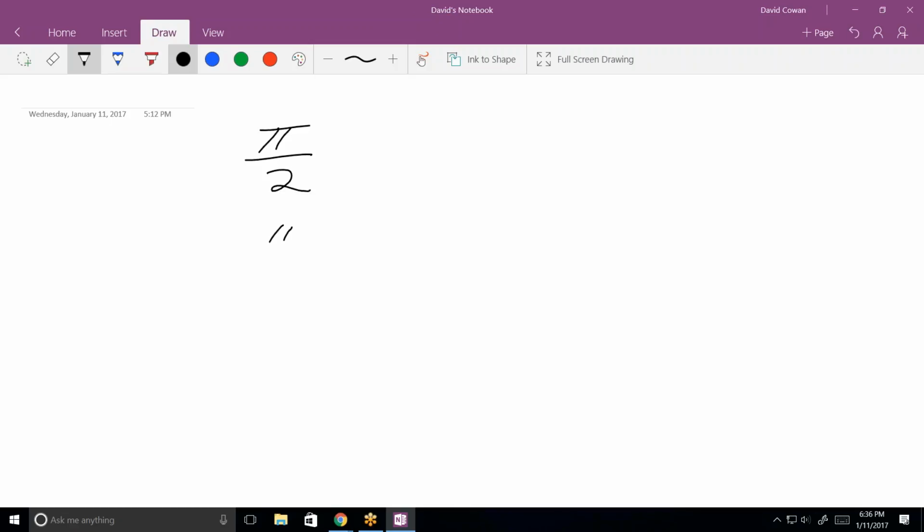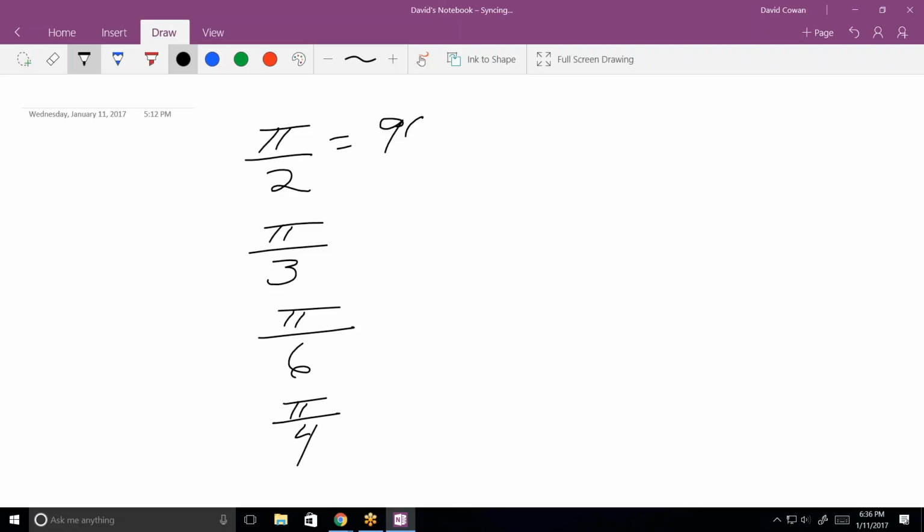Knowing what these four are is extremely valuable. That is 90 degrees, that is 60 degrees, that is 30 degrees, and that is 45 degrees. Notice that this numerator's number times this denominator is 180. All four cases.